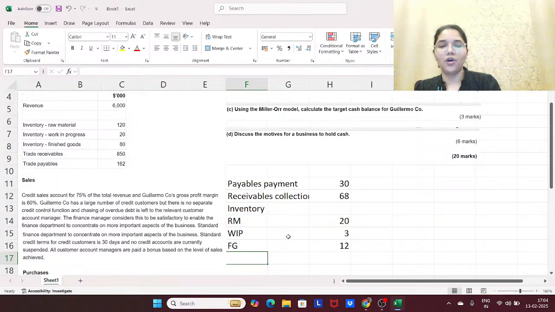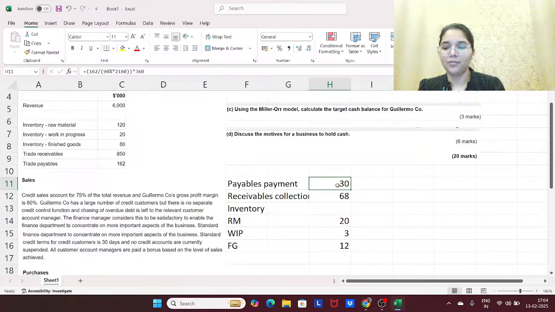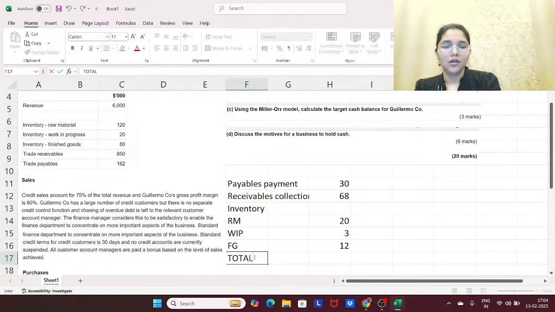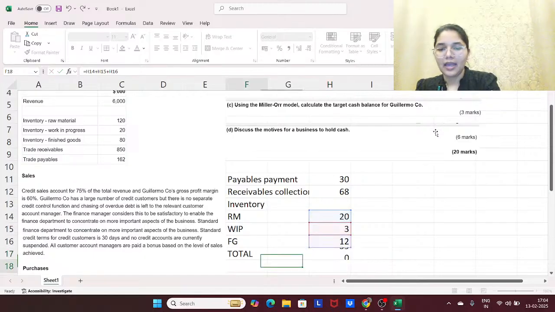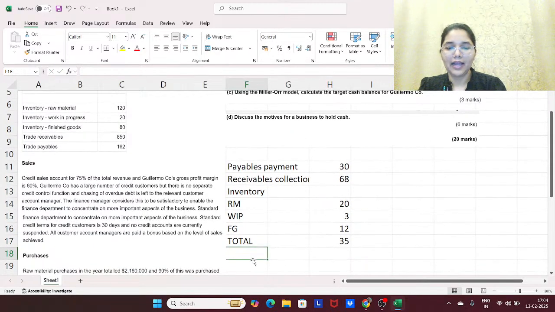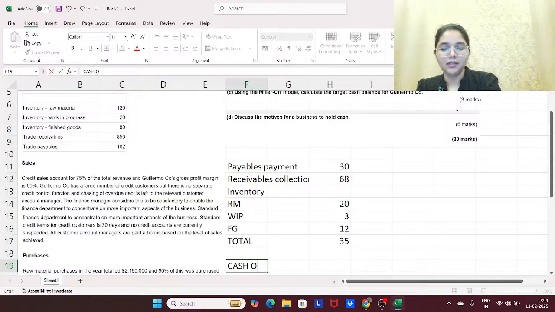Now you have your receivables with you, you have your payables with you. You can also work out the total for inventory. Total for inventory is going to be 20 plus 3 plus 12. So this is your total for inventory, and then now you can finally calculate the cash operating cycle.